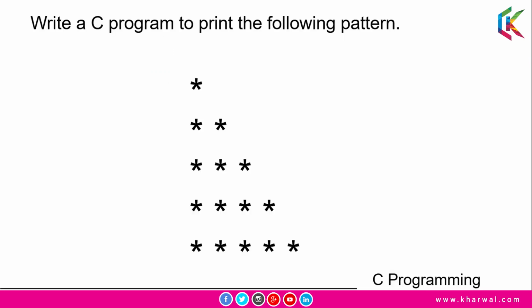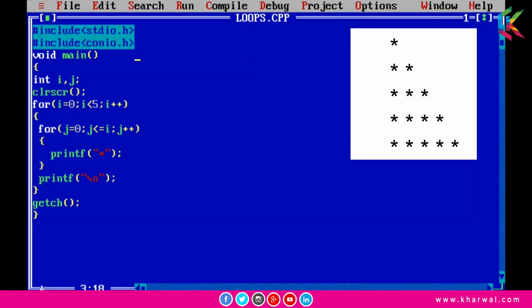Now we are going to write a C program to print the following pattern. In this pattern there is only one star in the first row, and there are only two stars in the second row and three stars in the third row, and so on. Now let me open up the Turbo C++ compiler, where I will show you how to print this pattern in C programming. So guys, in this program we are going to print this pattern where there is only one star in the first row, two stars in the second row, and three stars in the third row, and so on.